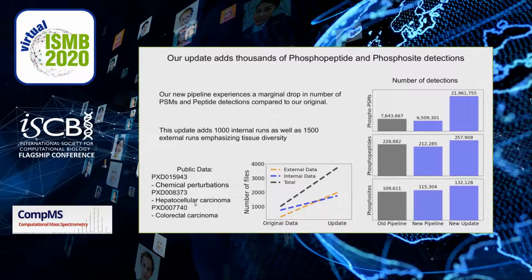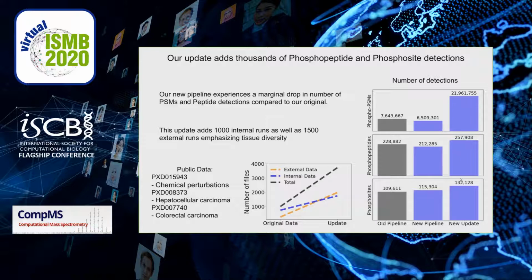This data garnered 15 million new PSMs for the database, but interestingly enough, only gave us about a 20% increase in phosphopeptide detections over the original data and a 15% increase in phosphosites. This really emphasizes the hard-won gains in information that we get at this level of data.